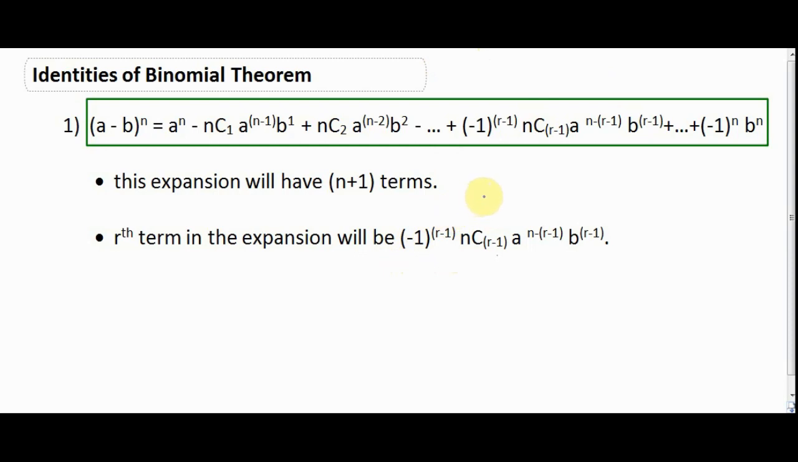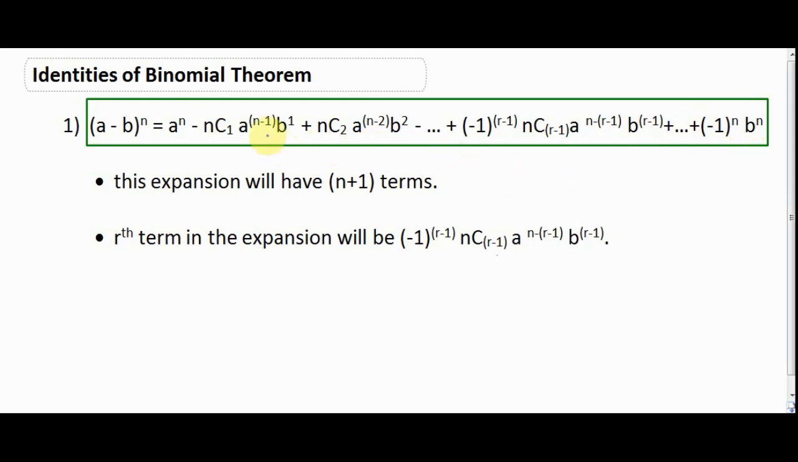Let's start our discussion with identities of binomial theorem. The first identity says (a minus b) whole raised to n is equal to a raised to n minus nC1 a raised to n minus 1 b raised to 1 plus nC2 a raised to n minus 2 b raised to 2 minus etc. plus minus 1 raised to r minus 1 nCr minus 1 into a raised to n minus r minus 1 into b raised to r minus 1 plus etc. plus minus 1 raised to n into b raised to n.